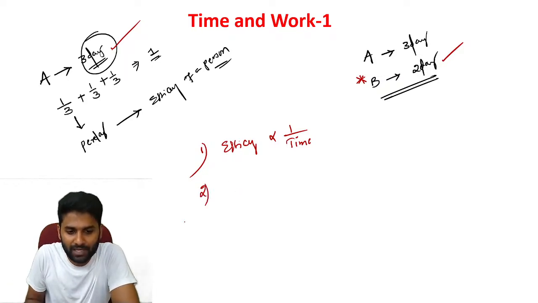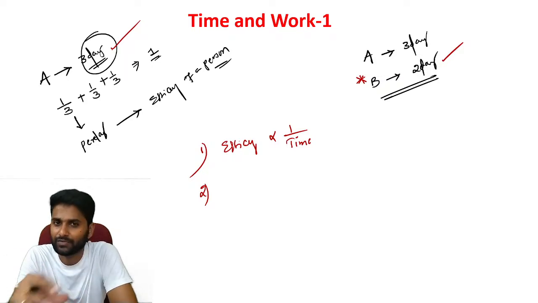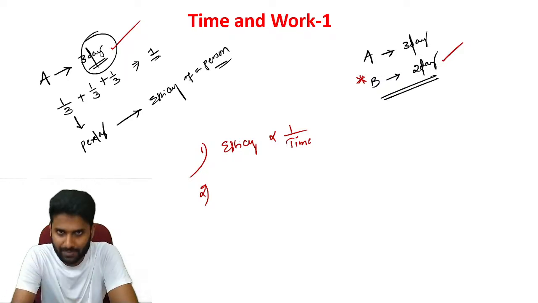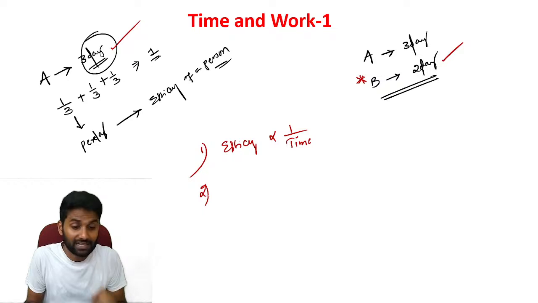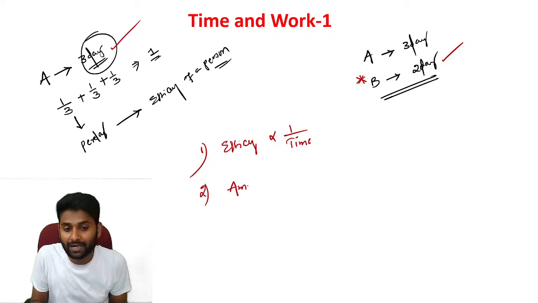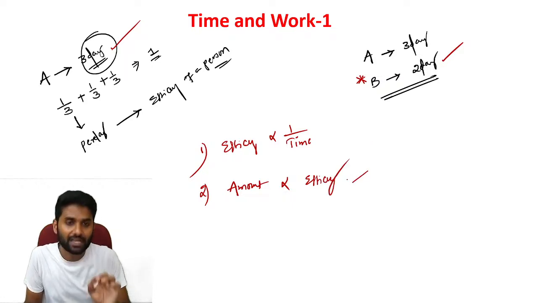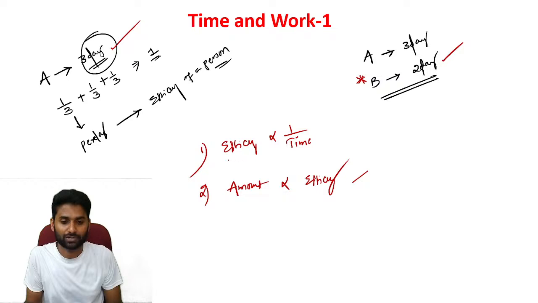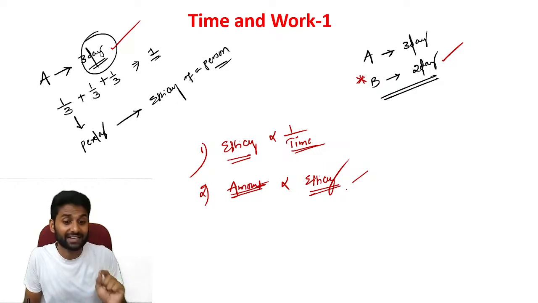For example, if we want to distribute an amount, say there is a particular work, so we have to pay something for that work, right? Whichever persons participated in that work, we are definitely going to pay a certain amount. So that amount should depend on their work. Remember guys, the amount is directly proportional to the efficiency. That's why efficiency to time is inversely proportional and amount to efficiency is directly proportional.